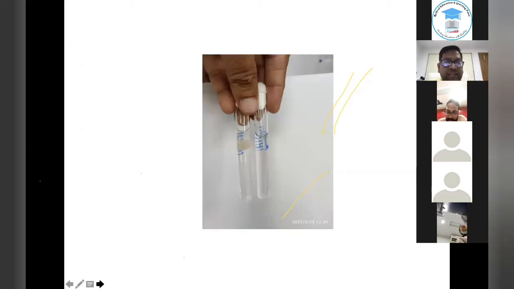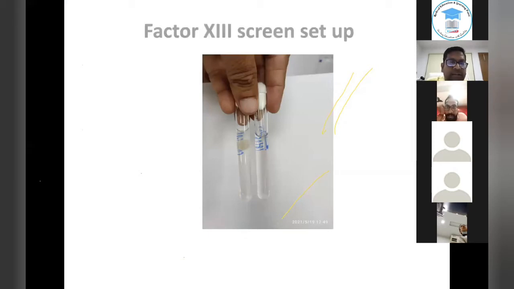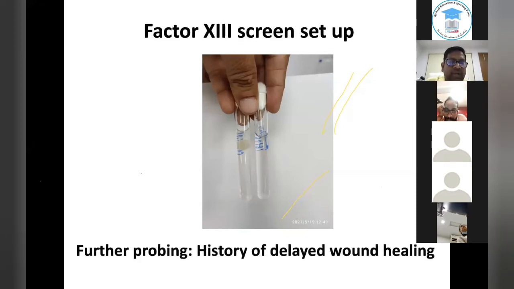So you can see after 24-hour incubation, the patient's sample shows soluble clot. So there is no clot in the patient sample. So there is no fibrin factor 13 in the patient. So factor 13 screening is positive. Further probing reveals a history of delayed wound healing.